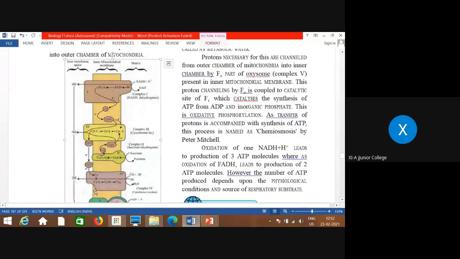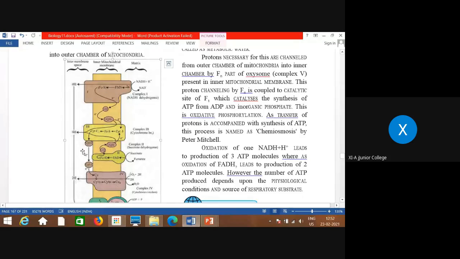Whereas by using these protons, when they join with molecular oxygen, there is formation of metabolic water, and here the oxidation reaction is taking place. At the same time there is phosphorylation taking place. Phosphorylation is what? Addition of phosphates. So ADP plus Pi gives rise to the synthesis of ATP. So that is what is called oxidative phosphorylation.